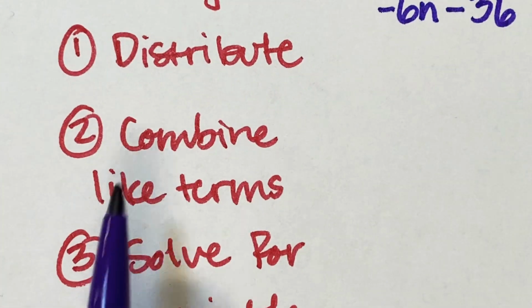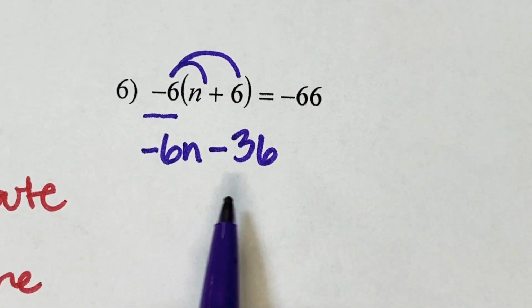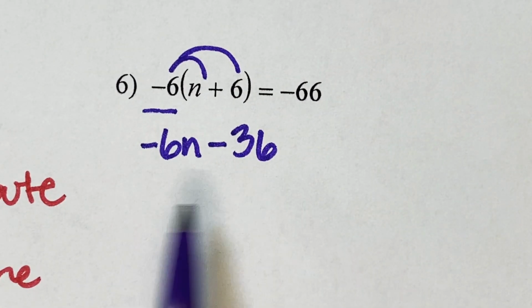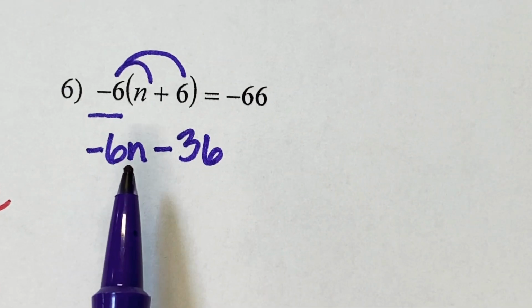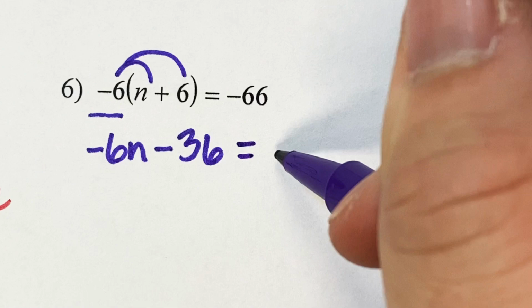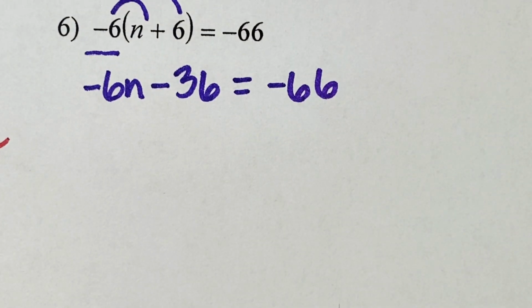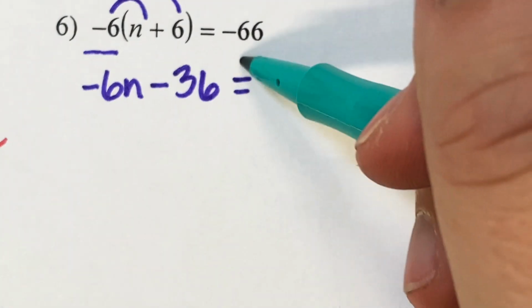Okay, so we did our first step, we distributed. Now let's see if we can combine like terms. Looking at these two, are these like terms? Can I combine them at all? Nope, because my negative 6n has an n, my negative 36 does not. So we can go ahead and write equals the other side, and we can start solving this. Let's draw our line down our equal sign.